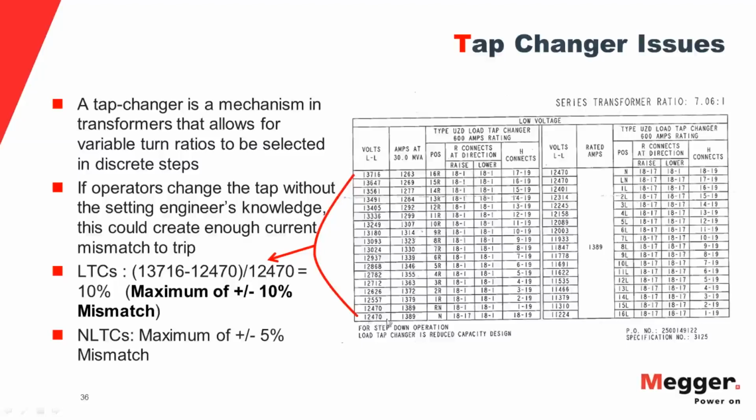So how do we address this issue? Relay designers utilize the concept of percentage restraint to address this problem. What they do is they provide additional slope in the slope characteristic to provide a margin for such errors. We will discuss in detail what this slope characteristic is in my next slide, but this is just to give you an idea how the issue of tap changer is being addressed by the relay designers.